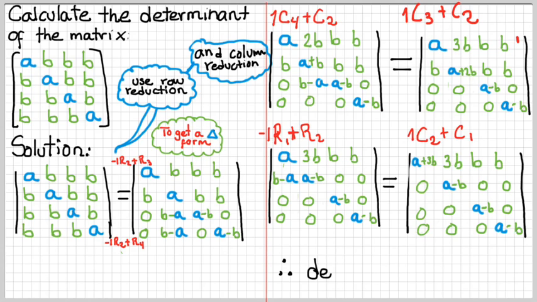So you know that the determinant of a triangular matrix is the product of the elements of the diagonal. So I have 3 times a minus b and 1 time a plus 3b. So it's (a minus b) to the power 3 times (a plus 3b). So the determinant of my matrix that I was looking for is (a minus b) cubed times (a plus 3b).